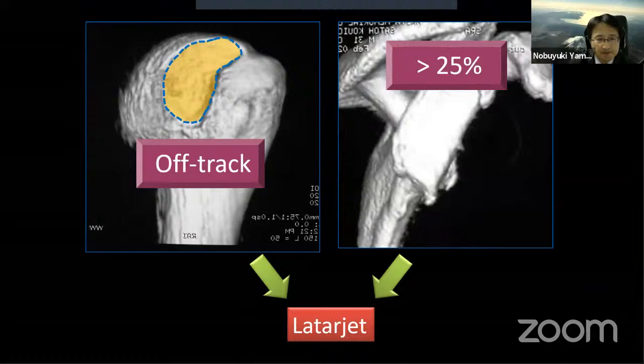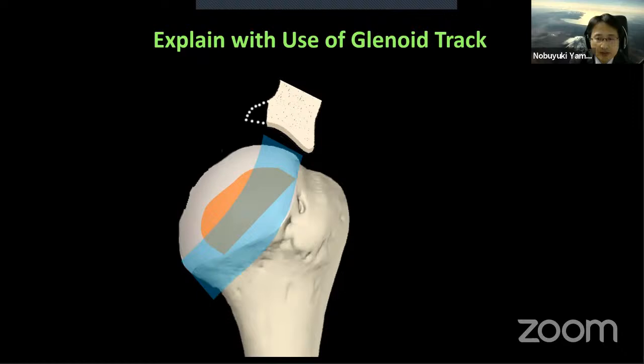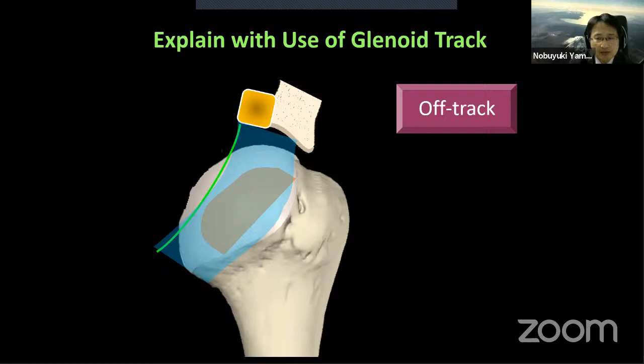We can explain this with the use of the glenoid track concept. This Hill-Sachs lesion is an off-track lesion, but after bone grafting, the glenoid track width increases. So performing bone grafting made an off-track lesion into an on-track lesion.